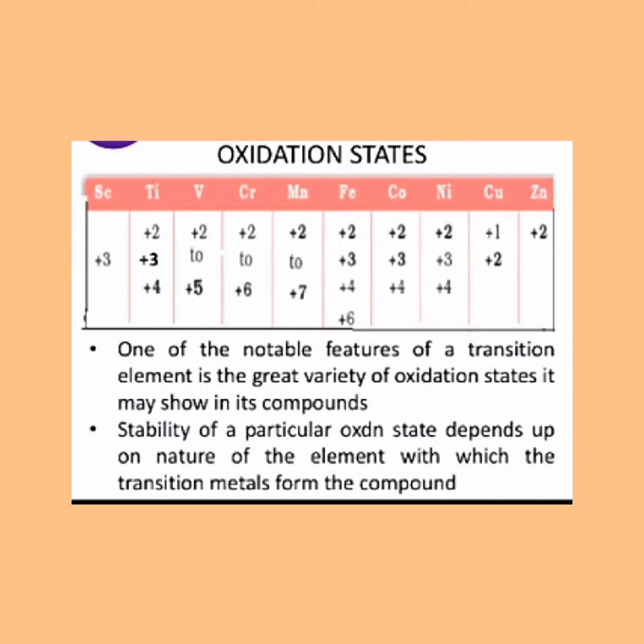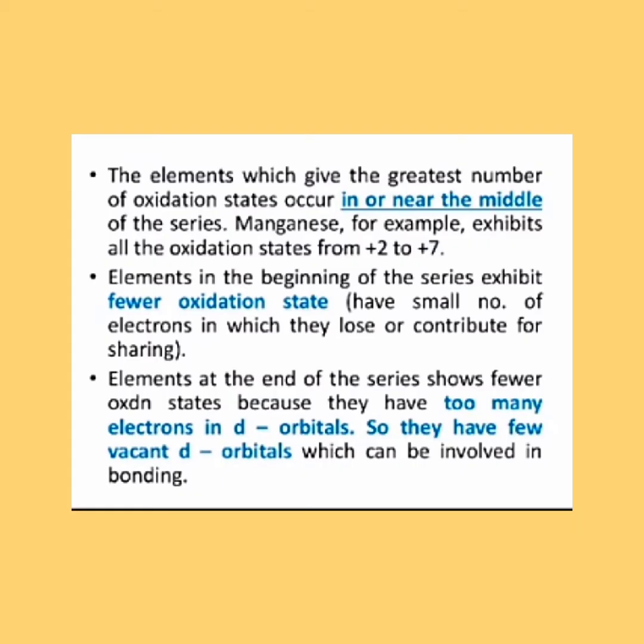One of the notable features of the transition elements is the great variety of oxidation states they may show in their compounds. The stability of a particular oxidation state depends on the nature of the element with which the transition metal forms the compounds. They show variable oxidation states because of the tendency of the penultimate d orbital to enter into bond formation. The heavier the element, the greater the tendency to exhibit lower oxidation states.